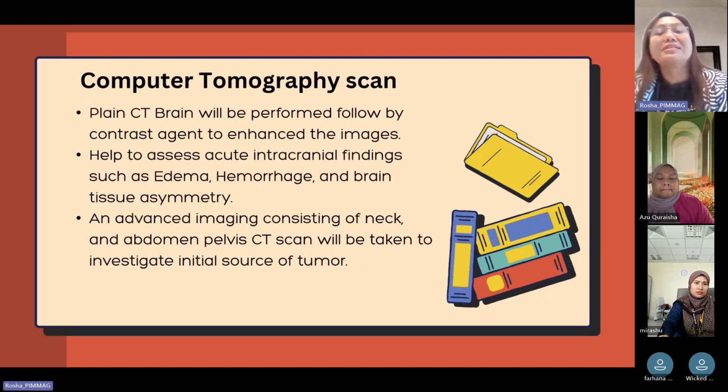While for the CT scan, a CT brain plain will be performed, followed by the contrast agent to enhance the images. It helps to assess acute intracranial findings such as edema, hemorrhage, and also brain tissue asymmetry. And advanced imaging consisting of neck and abdomen pelvis CT scan will be taken to investigate the initial source of the tumor.